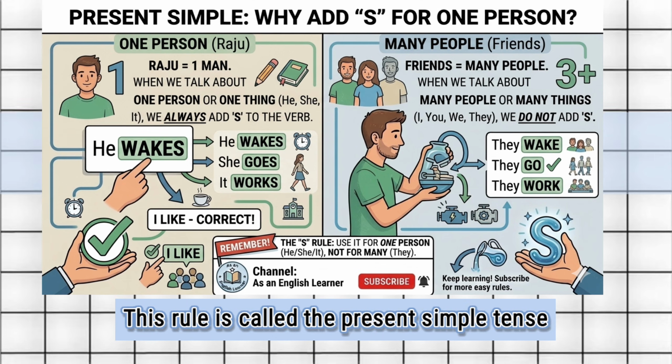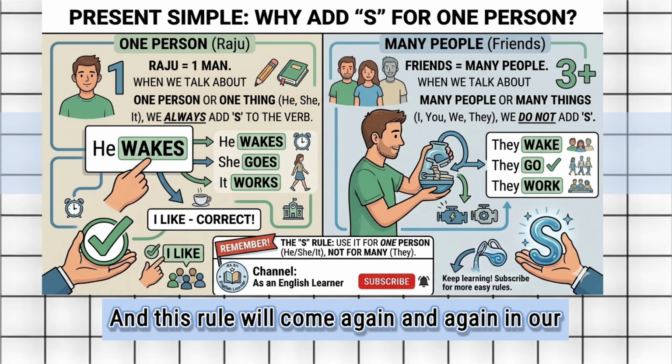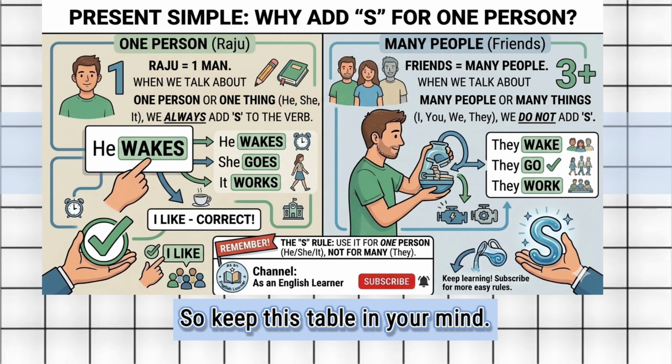This rule is called the present simple tense rule. And this rule will come again and again in our story. So keep this table in your mind.